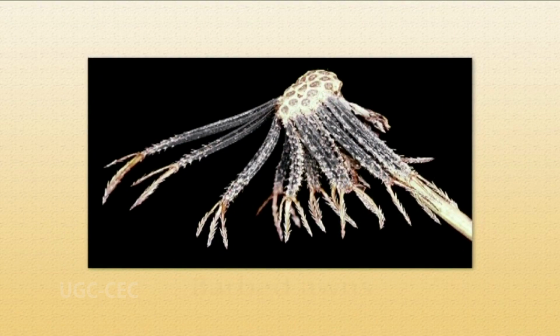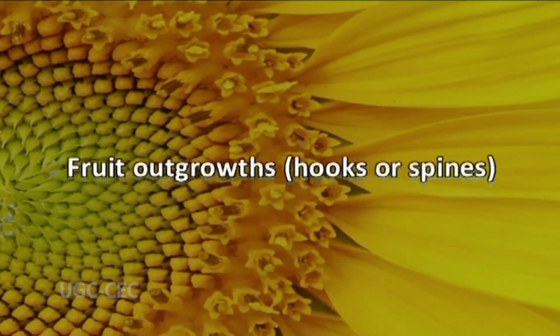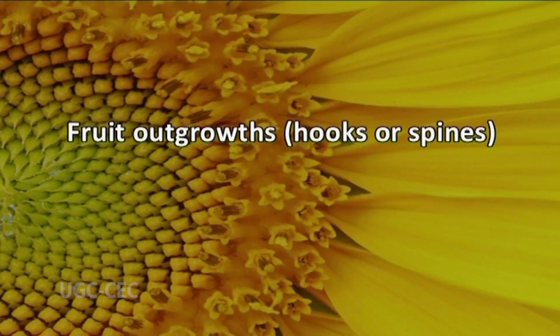The external transport on birds or mammals is facilitated by pappus modifications, such as the pappus can be modified into barbs, awns, or sometimes the fruit outgrowths like hooks or spines, or even the specialized involucral brackets. They help for the dispersal of fruits by birds or mammals.